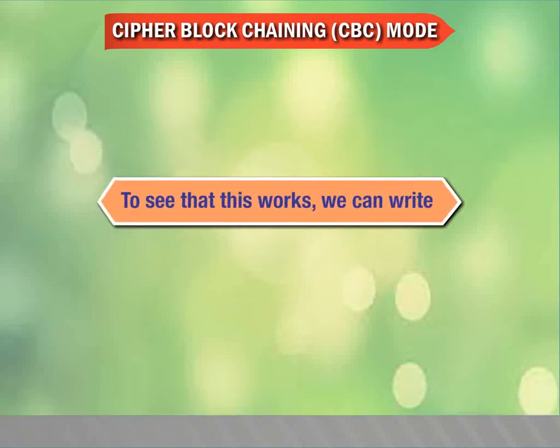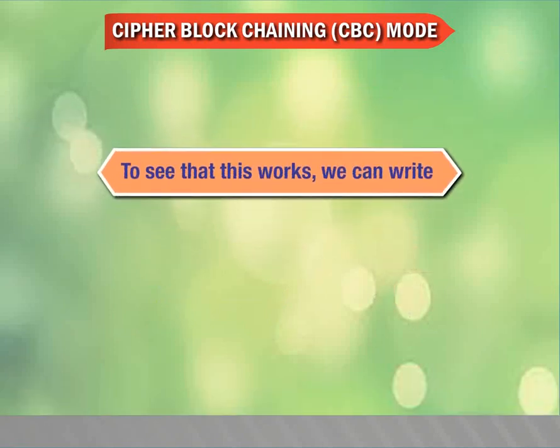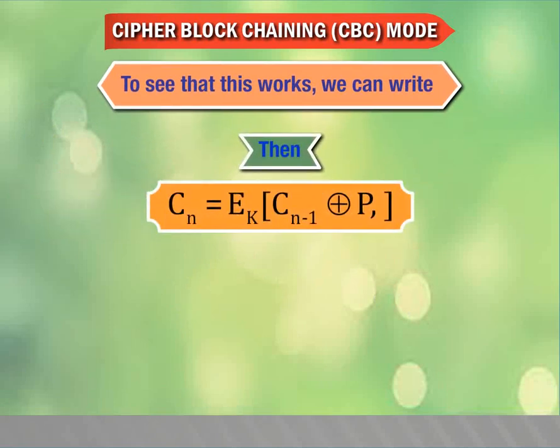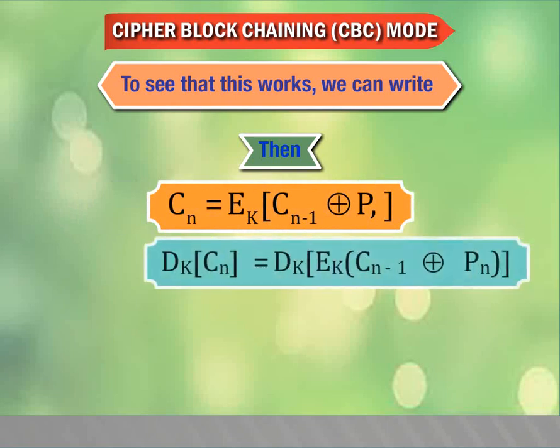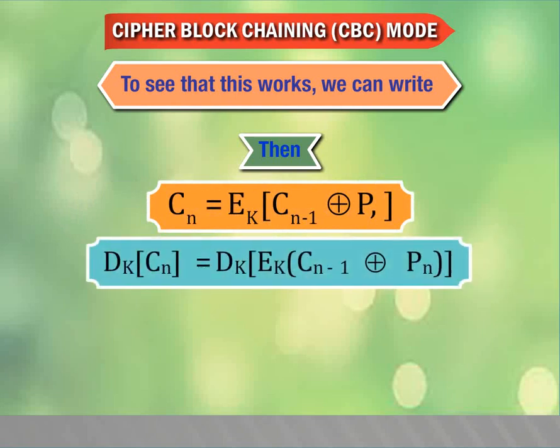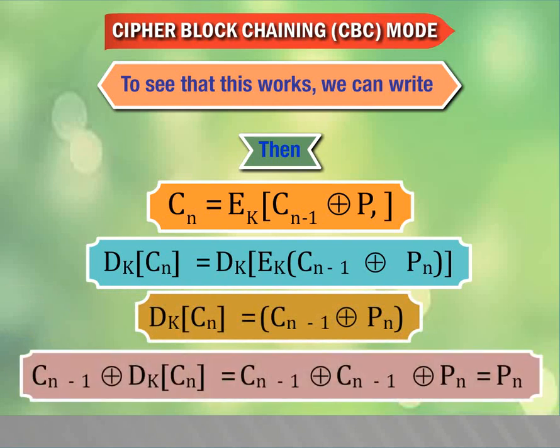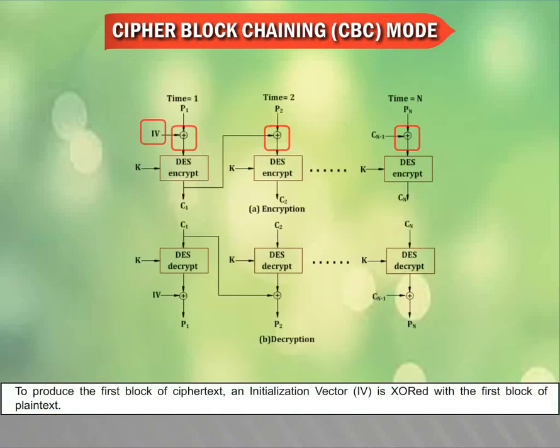To see that this works, we can write Cn is equal to Ek of (Cn minus 1 XOR Pn). Dk of Cn is equal to Dk of Ek of (Cn minus 1 XOR Pn). Dk of Cn is equal to Cn minus 1 XOR Pn. Cn minus 1 XOR Dk of Cn is equal to Cn minus 1 XOR Cn minus 1 XOR Pn, which is equal to Pn.